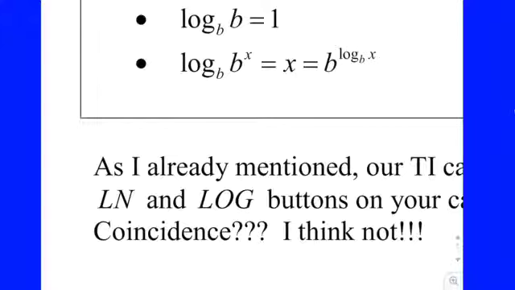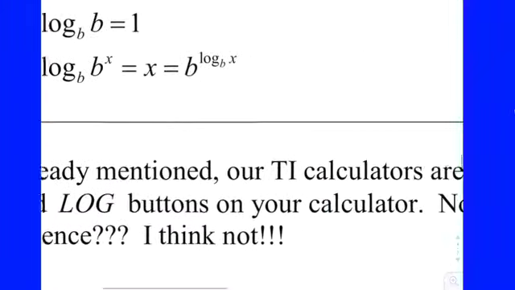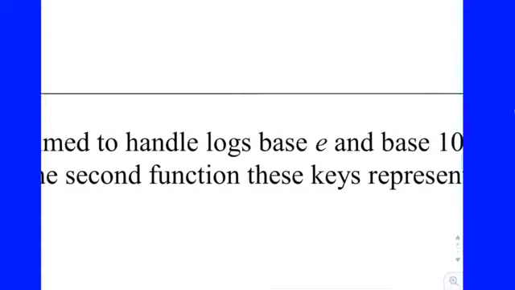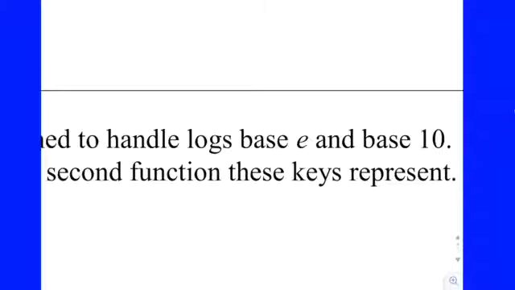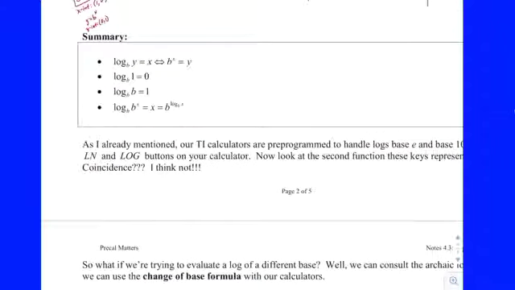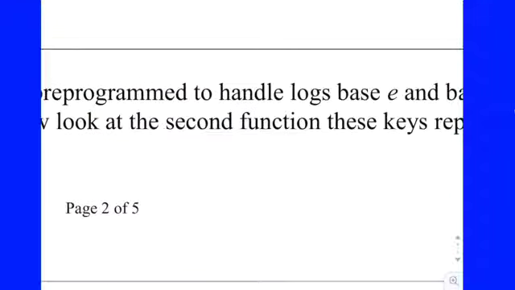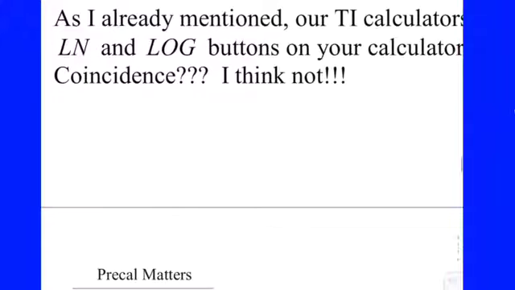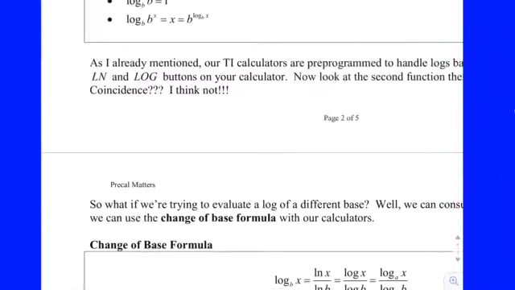Ooh, logs give me life. As I already mentioned, our TI calculators are pre-programmed to handle which two bases? E and 10. Only E and 10 directly. And then if we looked at the second keys on those, we saw it was e to the x and 10 to the x, and of course it wasn't a coincidence. It was because they were inverses.